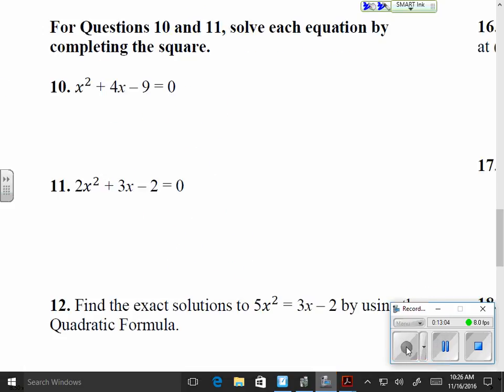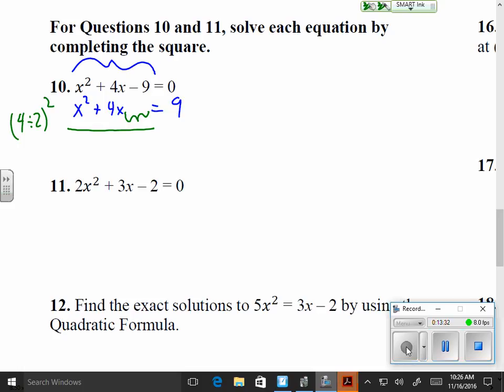For completing the square, I need the left side of my equation to be a perfect square. So I'm going to go ahead and get rid of the 9 for now. And then I need to decide how much I need to have here in order for all of this to be a perfect square. So if I take b, which is 4, cut it in half and square it, I get 4. So I'm going to add 4 to both sides. So that will break down into (x + 2)² and that will be equal to 13.